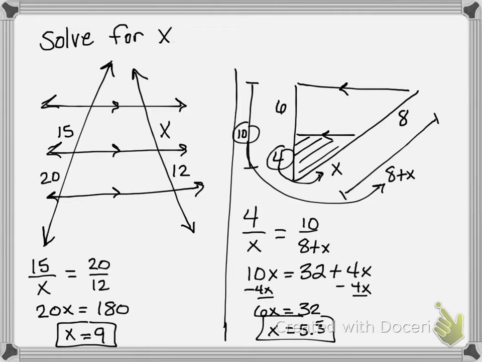Okay, we can go back and check this and see if 6 divided by 8 is the same as 4 divided by 5.3 repeating. And 6 over 8 is 0.75. And 4 divided by 5.3 repeating is also 0.75. So here in this case, it checks out. Our sides are proportional to each other, and we should be good to go.